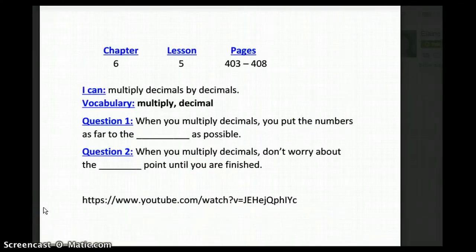All right, let's look back at these 2 questions. And remember, for question 1, you need to put the numbers as far to the blank as possible. They said that in the video. And for question 2, it said don't worry about the blank point until you're finished. So fill those out in the form, please.